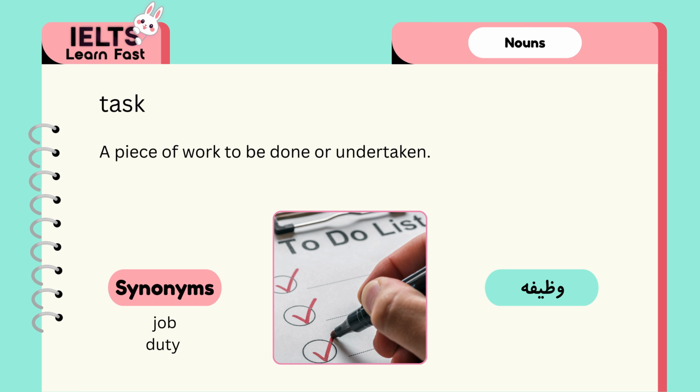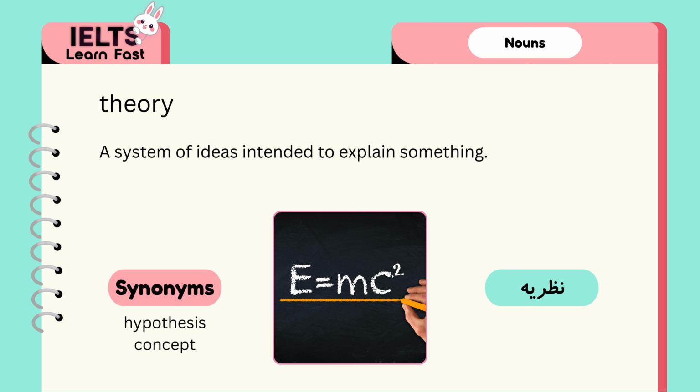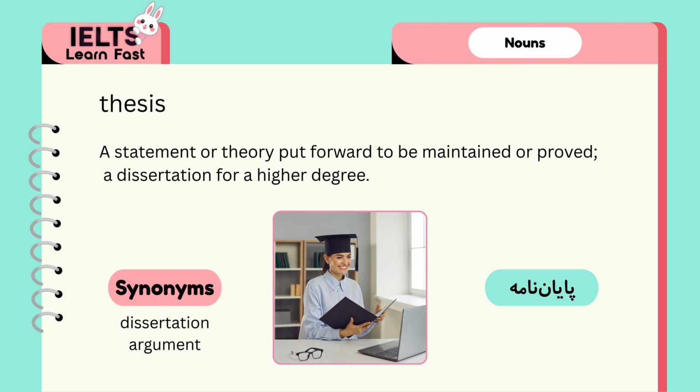Task: a piece of work to be done or undertaken. Synonyms: job, duty. Theory: a system of ideas intended to explain something. Synonyms: hypothesis, concept. Thesis: a statement or theory put forward to be maintained or proved; a dissertation for a higher degree. Synonyms: dissertation, argument.